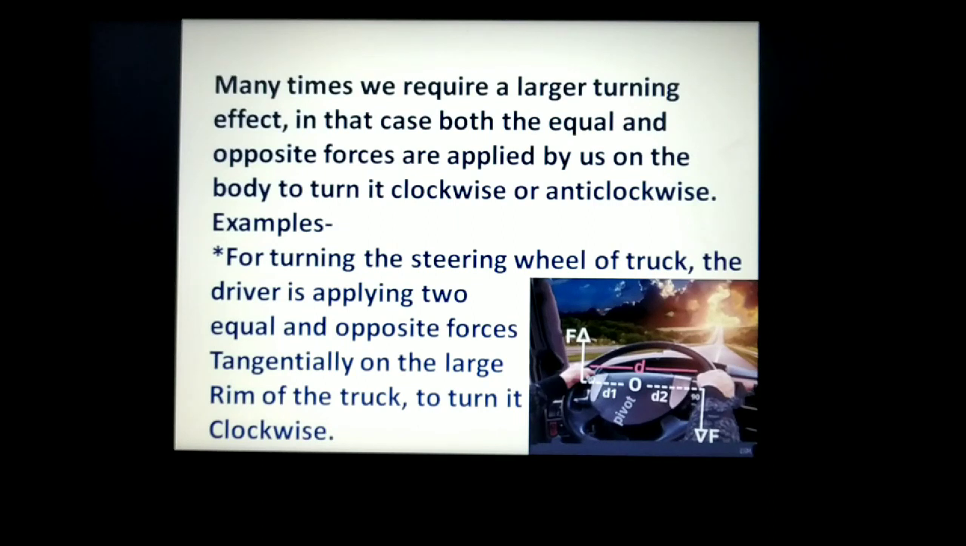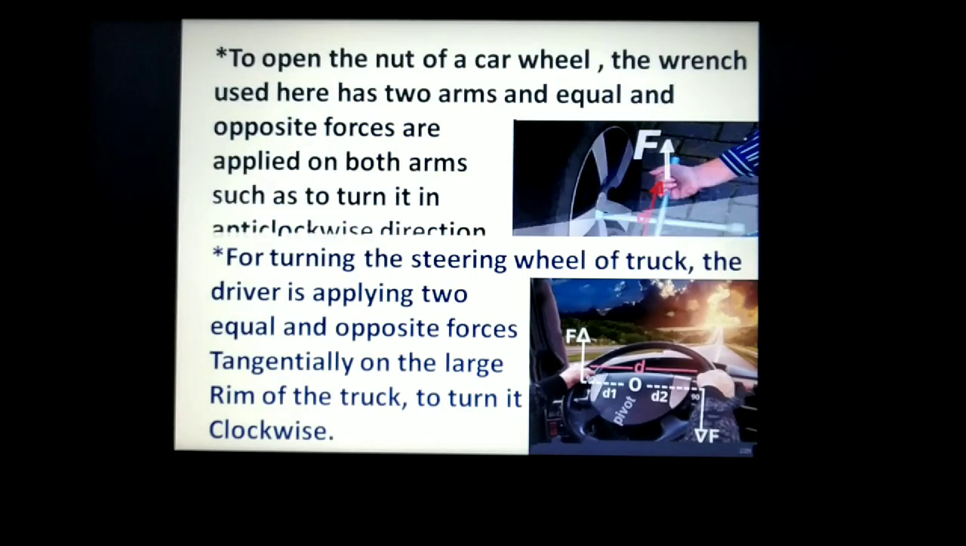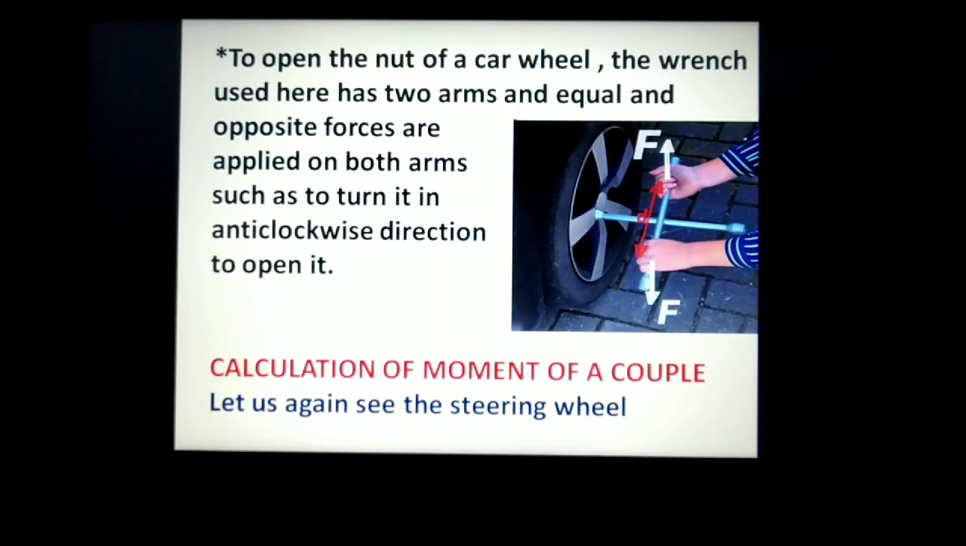For turning the steering wheel of a truck, the driver is applying two equal and opposite forces tangentially on the large rim of the truck to turn it clockwise. Now, another example. To open the nut of a car wheel, the wrench used here has two arms and equal and opposite forces are applied on both arms by us such as to turn it in anti-clockwise direction to open it. Now, calculation of moment of a couple.